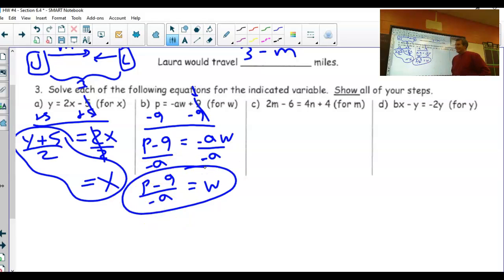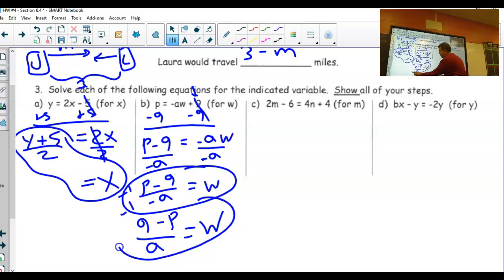However, I did not put that as the final answer because it's kind of not common to have a negative number in the denominator. So what I did is I multiplied the denominator and the numerator by negative 1, which gave me a positive a down here. And in the numerator, it made the 9 positive and the p negative, which is the answer I told you when I went through the answers. But either one of them, frankly, is a correct answer.